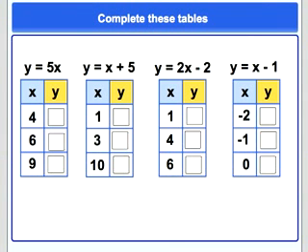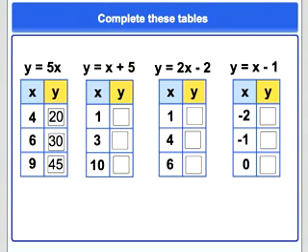Looking at another set of tables, the same process, we would go through each one of these. This would ensure that we have points to plot for each of these equations. In this case, if I had 5 times 4, I would get 20. 5 times 6, I would get 30. And 5 times 9, I get 45. And these 3 points will be plotted in order to graph the equation y equals 5x.